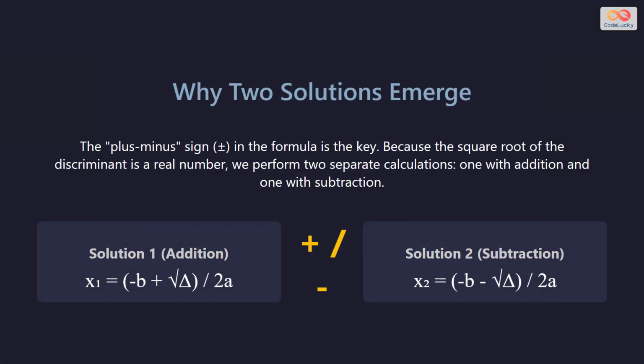The secret lies in the plus-minus symbol in the quadratic formula. Since the square root of our discriminant is a real number, we can do two different calculations. First, we add the square root, which gives us our first solution. Then, we subtract the square root, which gives us our second, completely different solution.